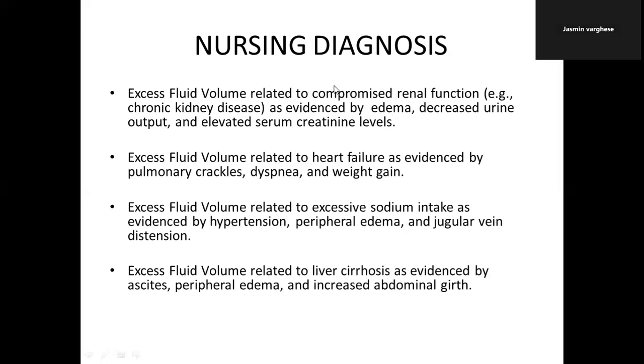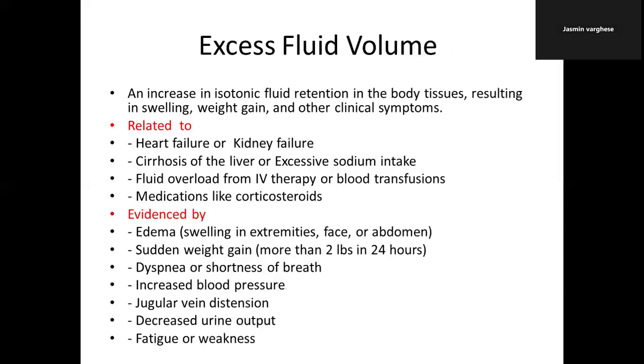Then liver cirrhosis also can lead to excess fluid volume. So you can write excess fluid volume related to liver cirrhosis as evidenced by ascites, that means fluid formation, peripheral edema, and increased abdominal girth. So these are some examples for nursing diagnosis. Always try to understand the condition of your patient and the symptoms of your patient.